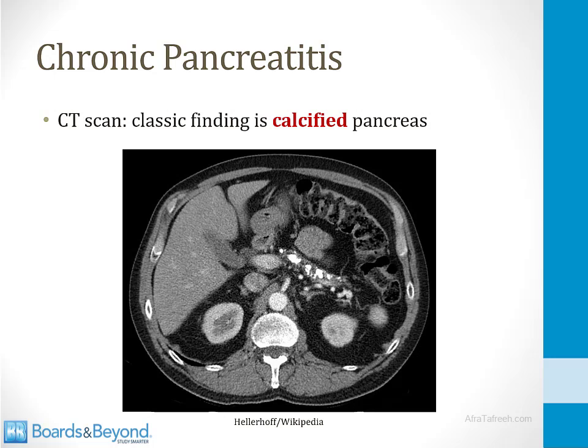One of them is chronic pancreatitis. The classic finding on CT scan is a calcified pancreas. This is a picture of one on the screen here. And the reason there is calcium in this pancreas is because this patient has had chronic inflammation of the pancreas that has led to necrosis, and necrosis leads to dystrophic calcification.